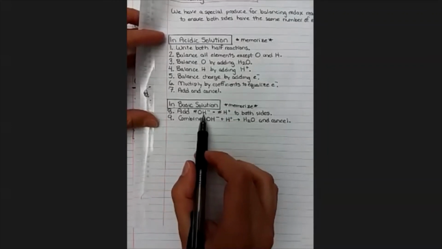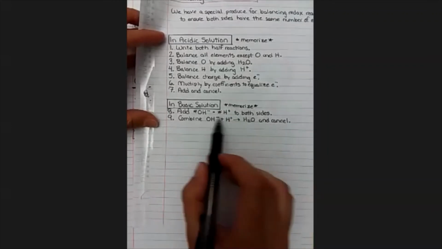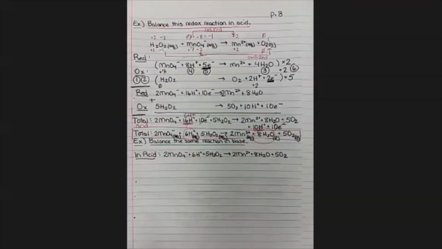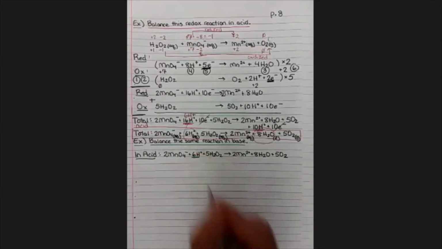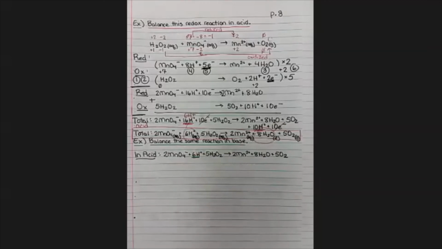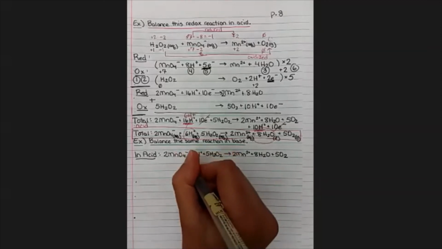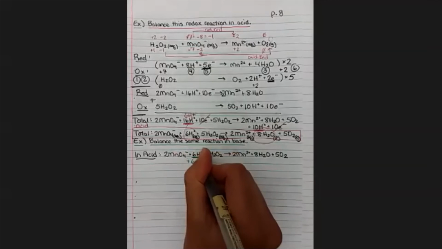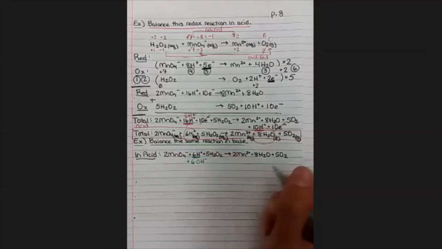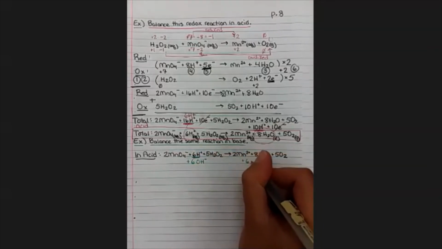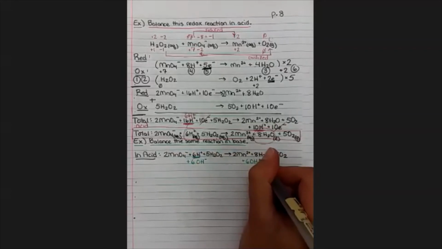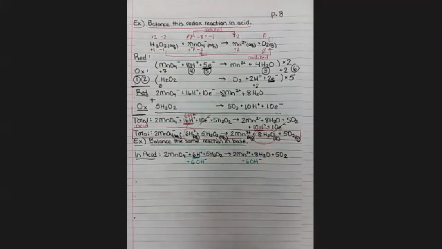Okay, so we take our answer from acidic solution, then we're going to add in hydroxides to both sides of the equation equal to the number of protons. So our number of protons is here, 6 H plus, so that means I'm going to add 6 hydroxides, not just to the left side, but to the right side as well. According to the rules of math, I can add or subtract whatever I like to both sides as long as I do it to the left and to the right.